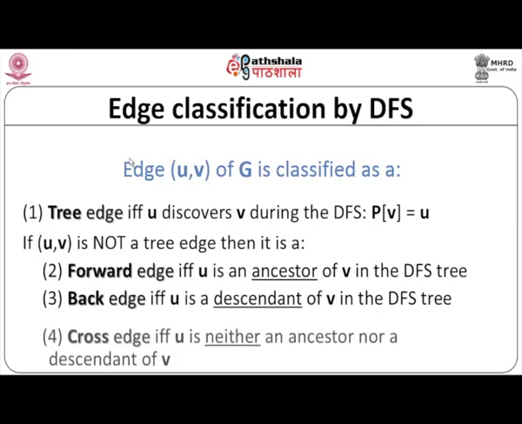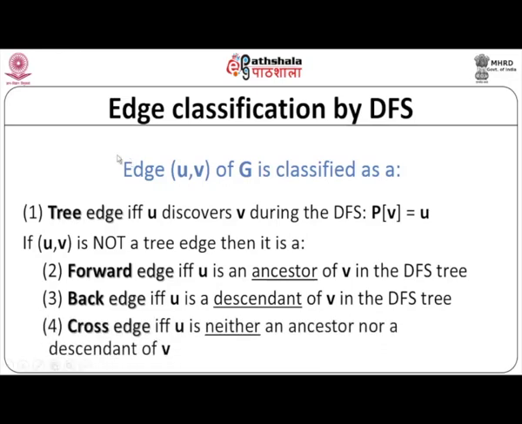Then you have also a cross edge. A cross edge is where U is neither an ancestor nor a descendant of V. We will understand this further as we take an example. So, basically we have three kinds of non-tree edges: forward edge, back edge and cross edge. Forward edge is when U is an ancestor, back edge is when U is a descendant, and cross edge is when U is neither an ancestor nor a descendant of the node V.